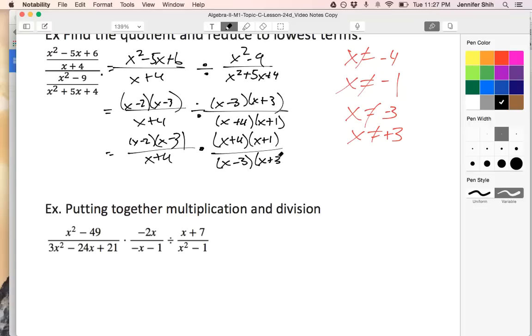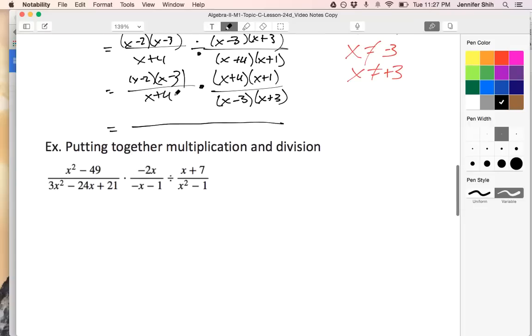and x plus 3. Now I'm going to combine all my terms and then rewrite my product so that I can line up my factors. X plus 4, x plus 1. I'm looking at my denominator. There's an x plus 4. I have an x minus 3. And then I have this x plus 3 that doesn't fit in.